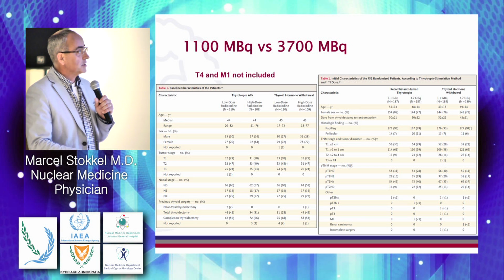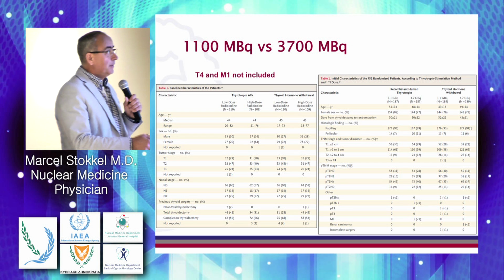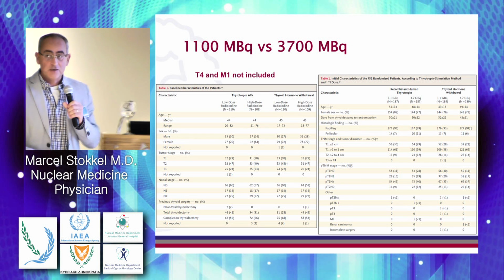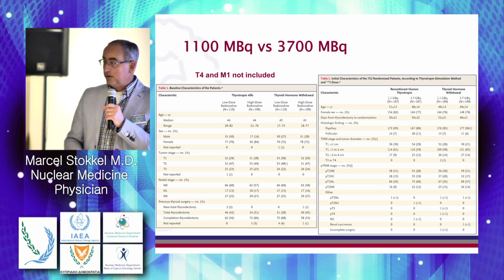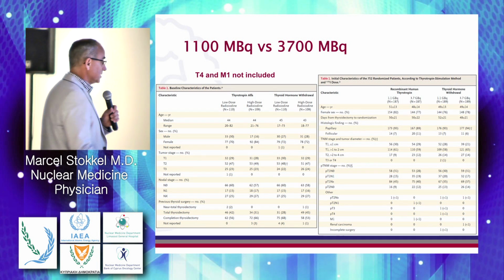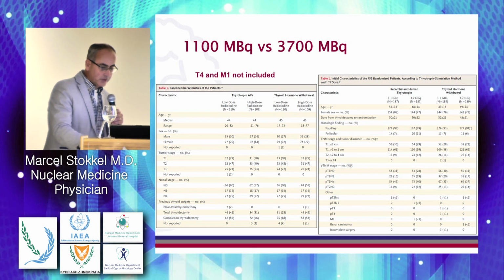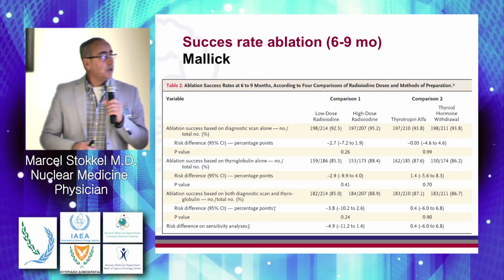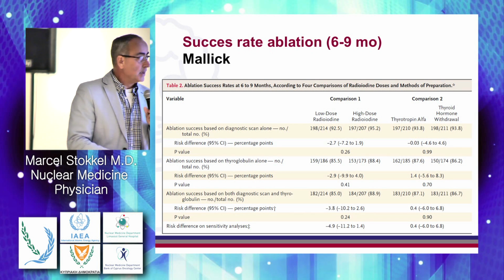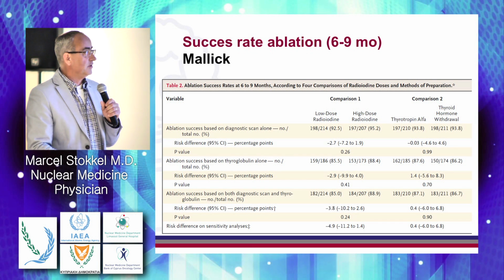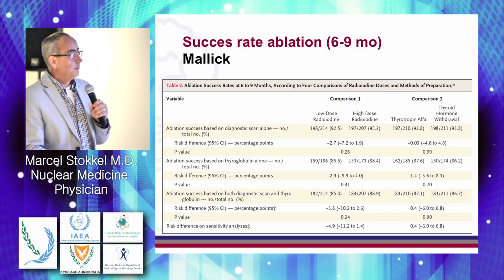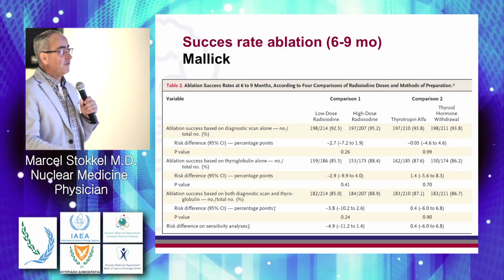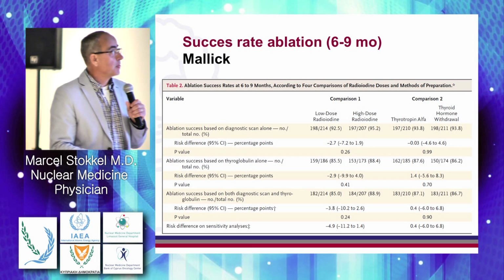You see here the study populations and the baseline characteristics of the patients. It's good to realize that T4, M1 patients were not included, so we're really dealing with low or intermediate risk patients. And you probably all know the outcome of this study. When you look at the success rate of ablation in the Mallick study, there were no significant differences between the low and the high dose radioiodine. Also, when you compare thyroid hormone withdrawal and TSH stimulation, there were no significant differences observed.